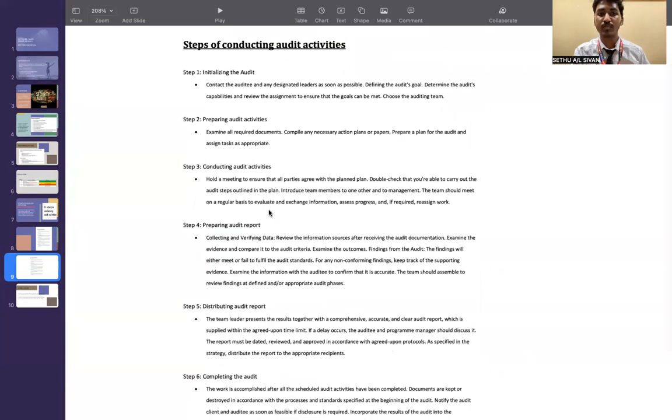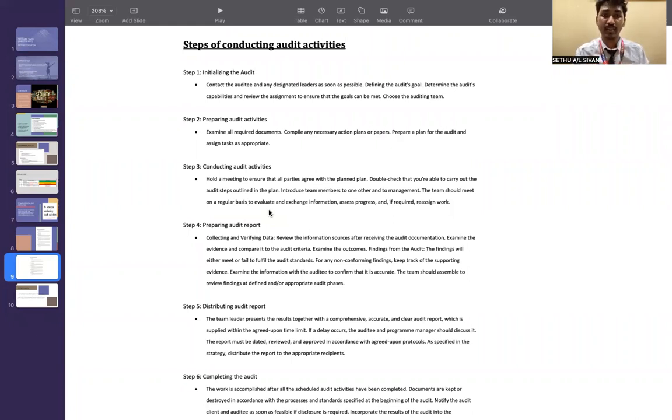So second was preparing the audit activities. For example, examine all required documents, check everything, compile any necessary action plans or papers. Prepare a plan for the audit and assign tasks as appropriate.